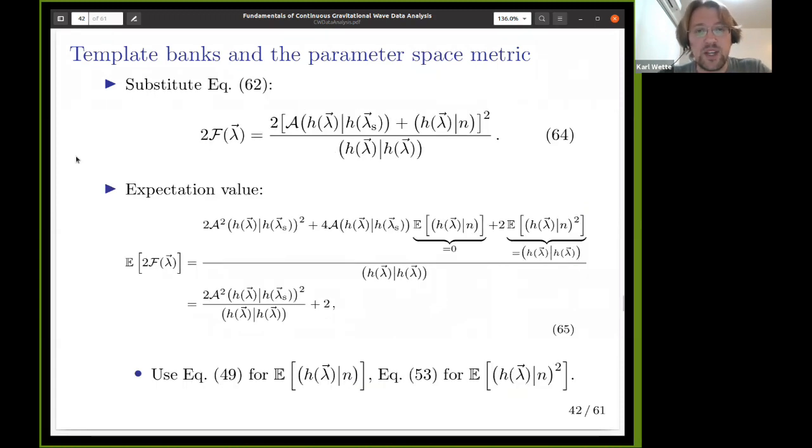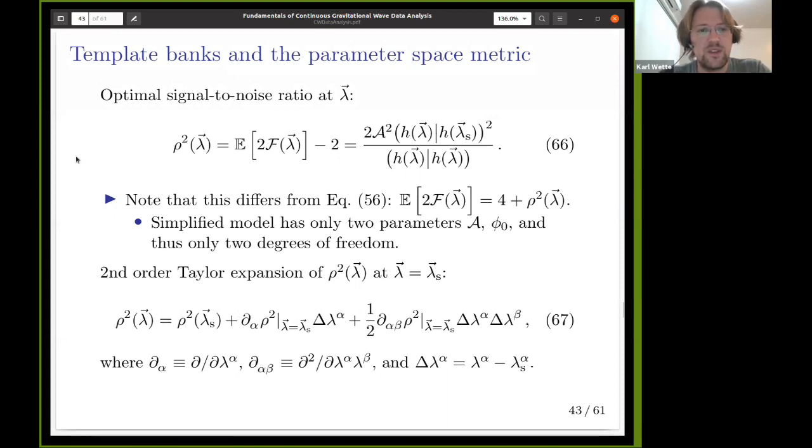So you can work out the expectation value of that, and I'm not going to go through this in detail, but you basically substitute in the value of X and expand that out, and what you're left with is, in equation 66, you can get the optimal signal to noise ratio at a particular template lambda, which is given by the equation on the right-hand side of 66.